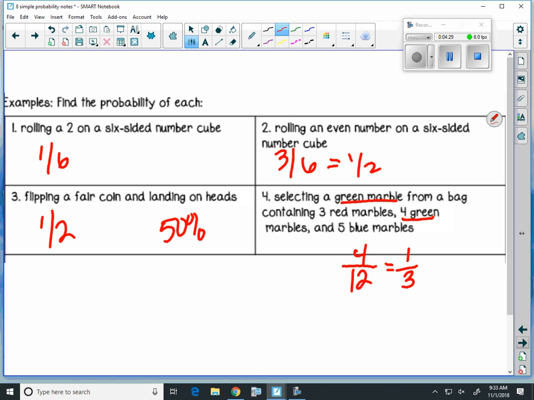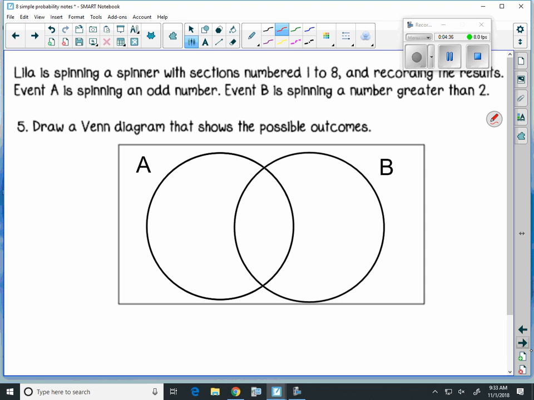Questions for me? Okay, that's really simple probability. That's what it is. So when you think of probability, this is more times than not what you think of. We're going to toss in some Venn diagrams.